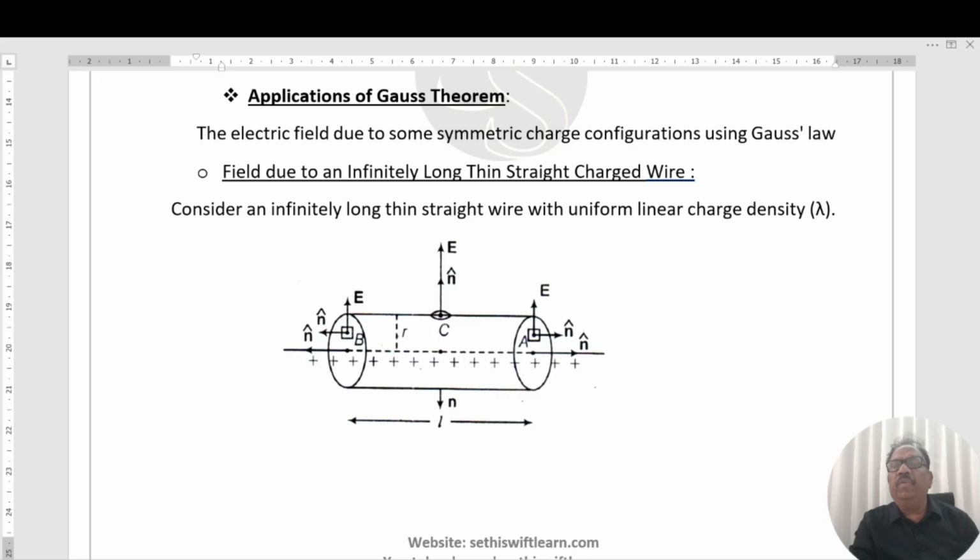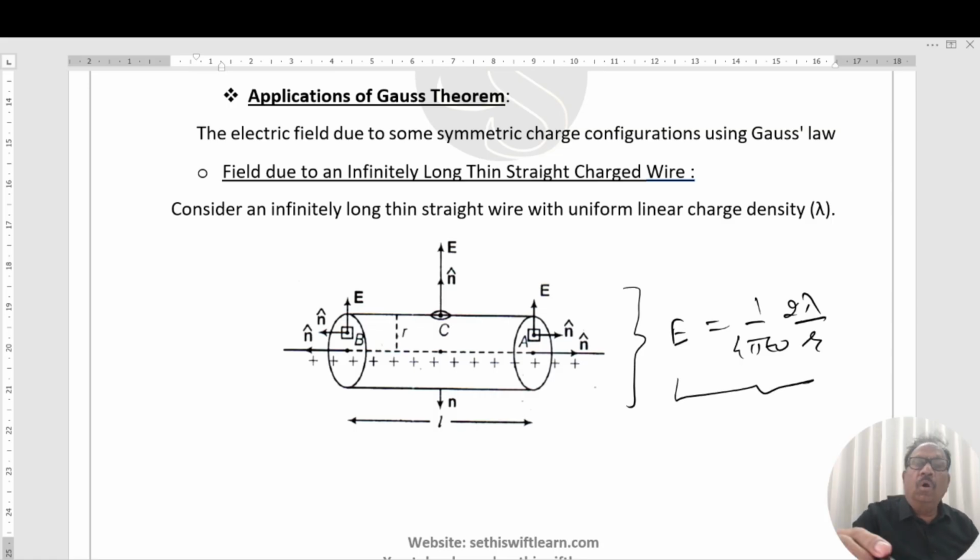Electric field due to an infinitely long thin straight charged wire is given by E equals 1 over 4 pi epsilon naught times 2 lambda by r. All derivations are important, you can go through them. Now, this is the end result.